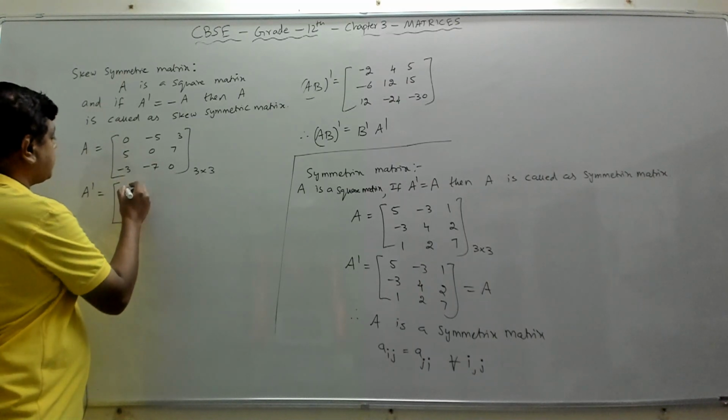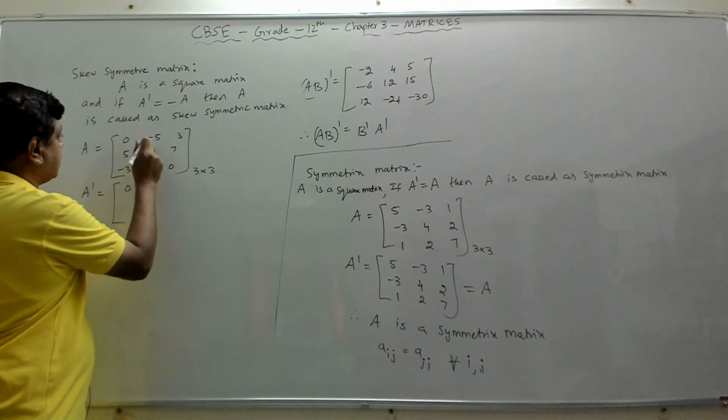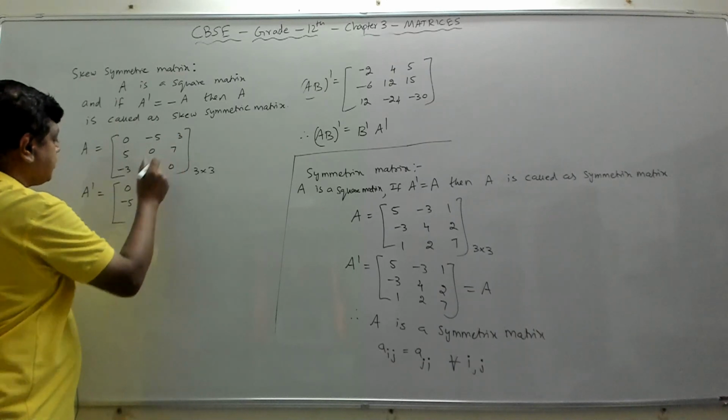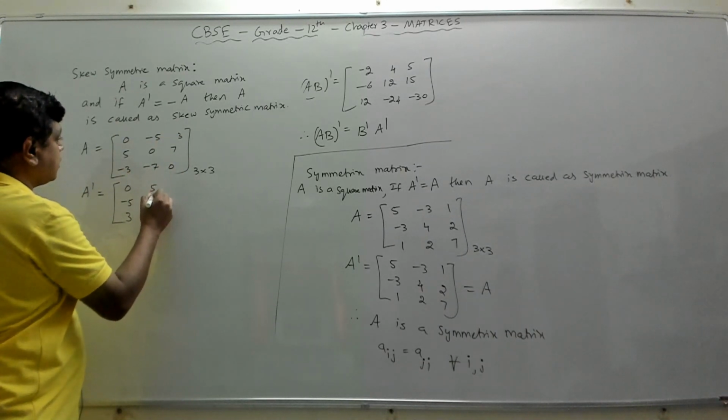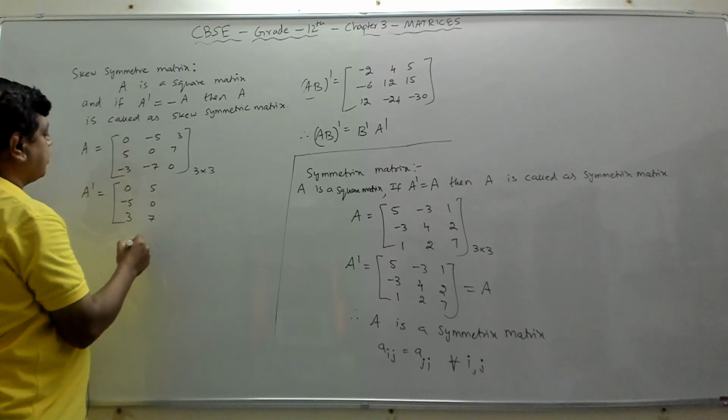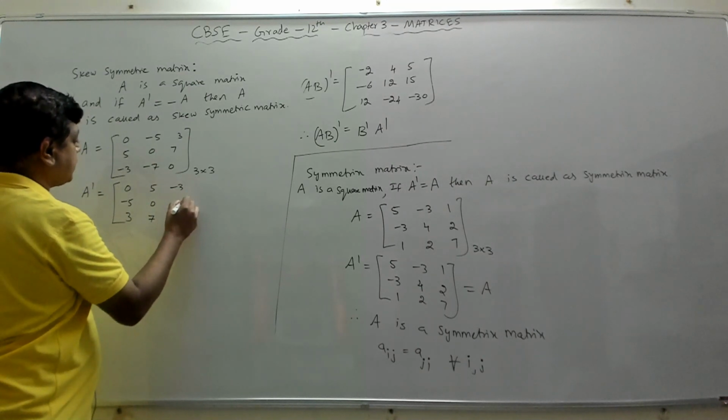So what is A transpose? A transpose is 0, then this minus 5 will come here, then this 3 will come here. So a row is written as a column, or a column is written as a row. Then 5, 0, 7. Then minus 3, minus 7, 0.